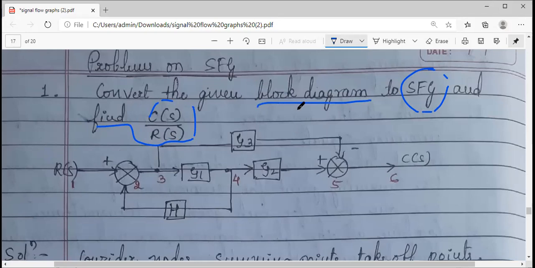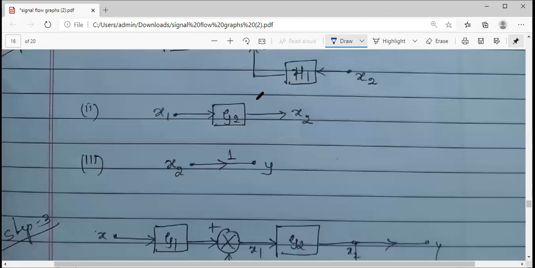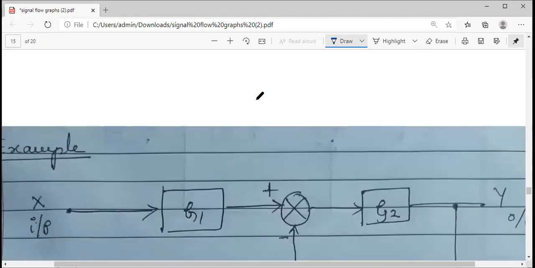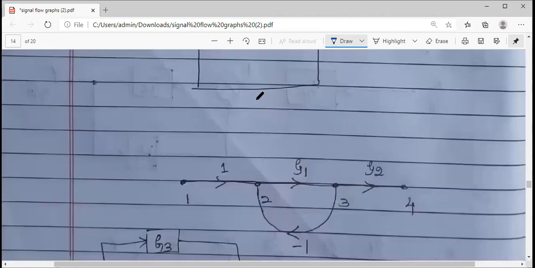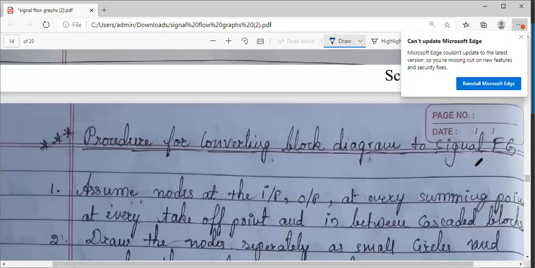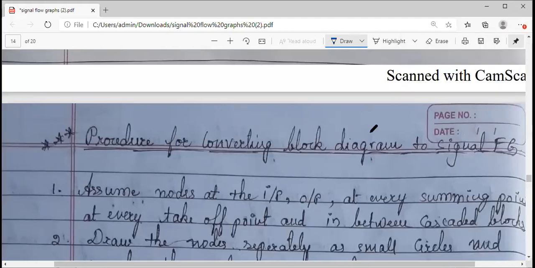So we have already seen a procedure in the previous sessions: how to convert a given block diagram into a signal flow graph. The procedure for converting the block diagram into a signal flow graph: we have to apply this first, get the signal flow graph, then apply Mason's gain formula.